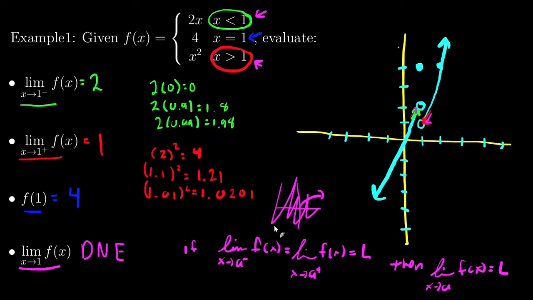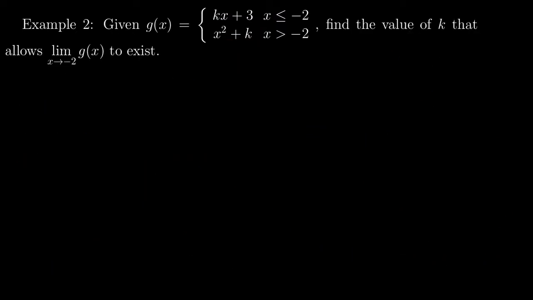So if they both are real limits, and they approach the same thing, that is the limit. If they both have real limits and they approach something different, then the limit does not exist. One final example. And this leads into a problem that I've seen somewhat often on AP Calculus tests or AP practice material. We're given a piecewise function. I want to find the value of k that allows this limit to exist.